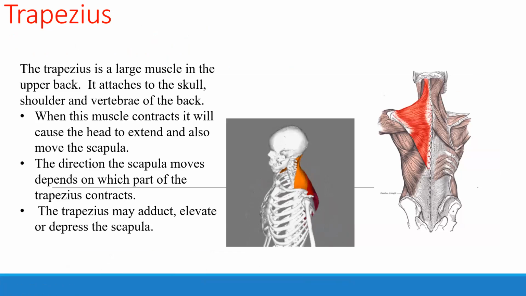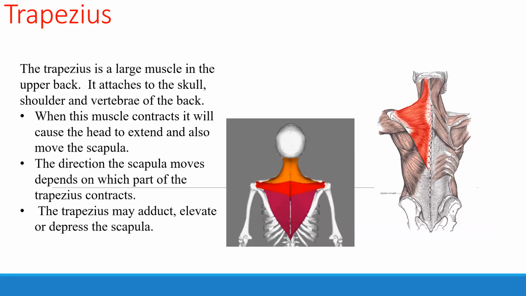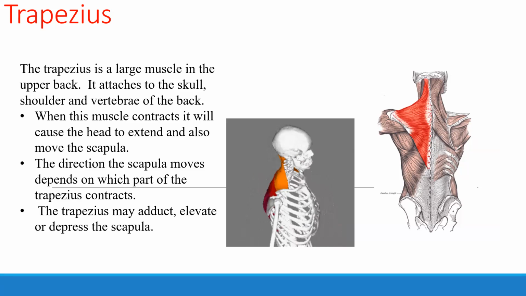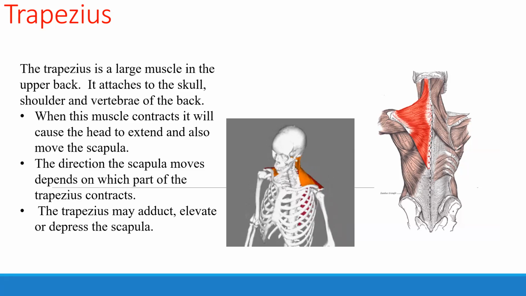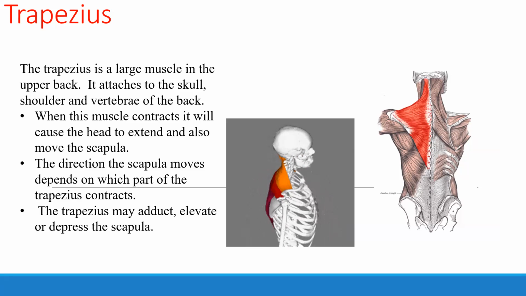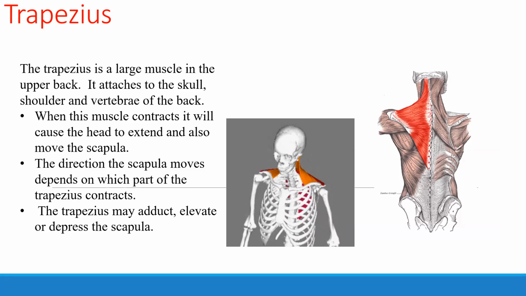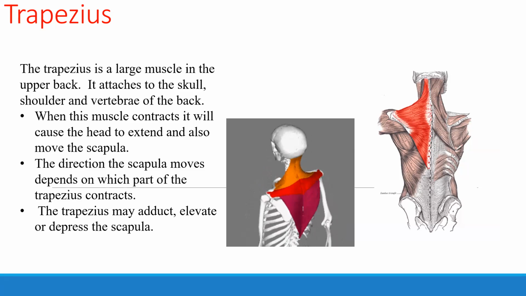Okay. Now the trapezius is a very large muscle of the back. This allows us to elevate our scapula and elevate our head. And we see it directly behind our deltoid at the top of the shoulder.